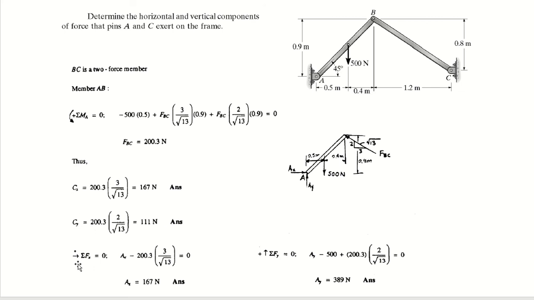Now taking summation of all the forces, horizontal force is equal to 0. So you will get the value of AX, that turns out to be 167 Newton, and summation of all the vertical forces is equal to 0. So you will get the values of AY. So you determine the horizontal and vertical components of forces, right, that the pin support is exerting on this frame. So this was the analysis of this arch, or different kind of arch.